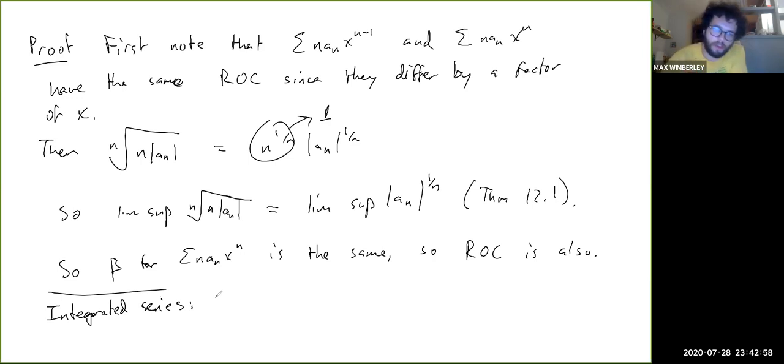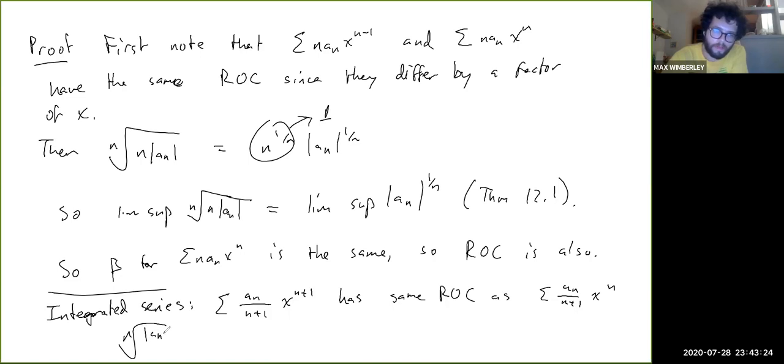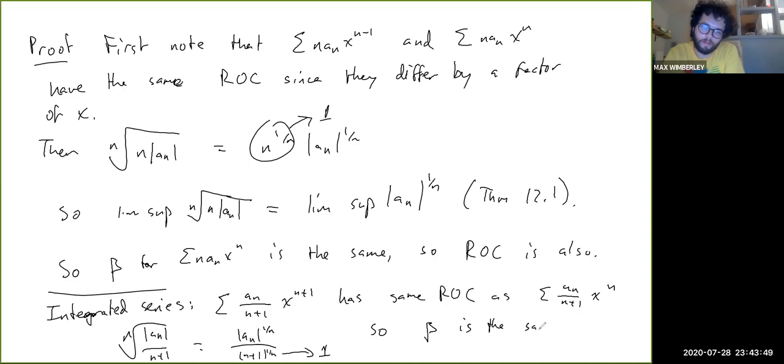So in this one, it's like, okay, the sum of a_n over n plus 1 x to the n plus 1 has the same radius of convergence as the sum of a_n over n plus 1 x to the n, and then the nth root of the absolute value of a_n over n plus 1 is a_n to the 1 over n over n plus 1 to the 1 over n, and this n plus 1 to the 1 over n you can pretty straightforwardly show just approaches 1 as well. So beta is the same here too. Right. So that finishes this lemma here.